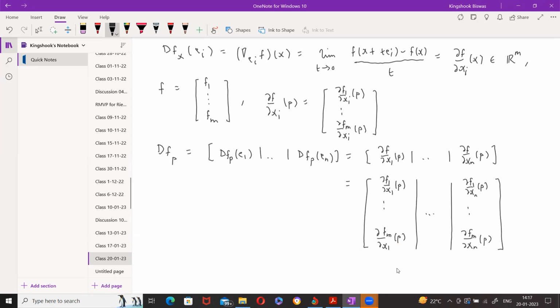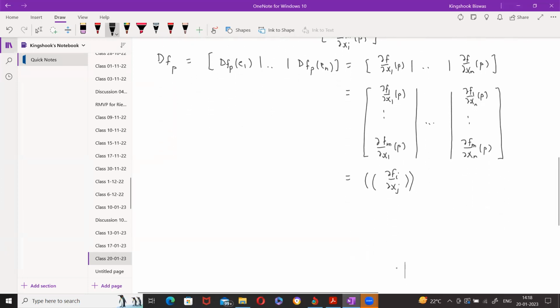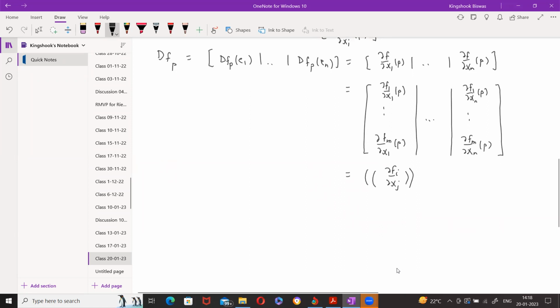Okay, so this is the matrix of the linear map DF at P. It's just the matrix of partial derivatives of the components of f. This is the matrix with ijth entry del f_i del x_j. Is this clear? Any questions?